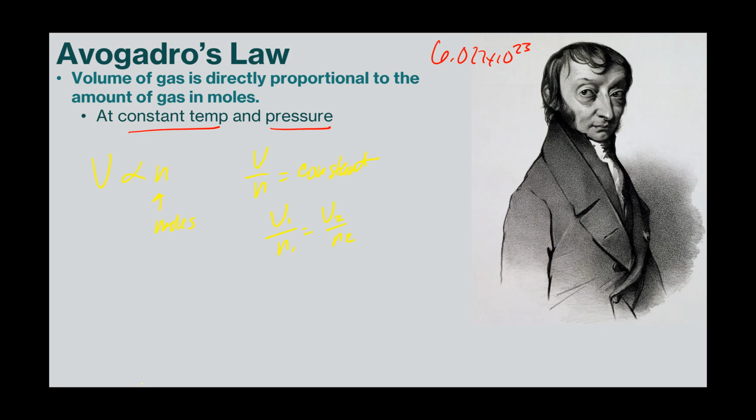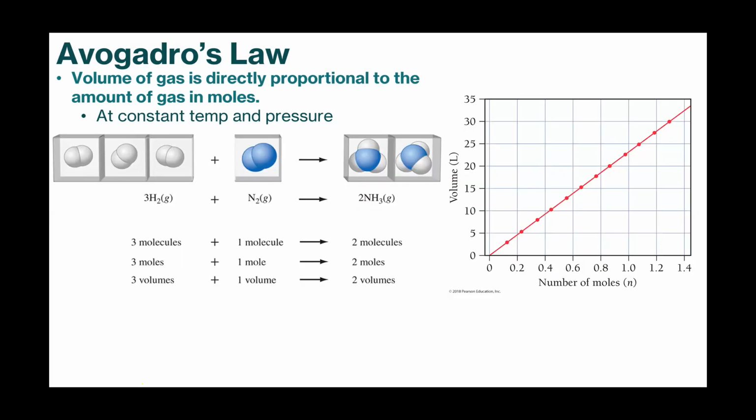We can look at some data here, and this should make sense. If you have twice as many moles of stuff, the volume should increase twice. There should be a direct correlation between the volume of stuff and the moles.